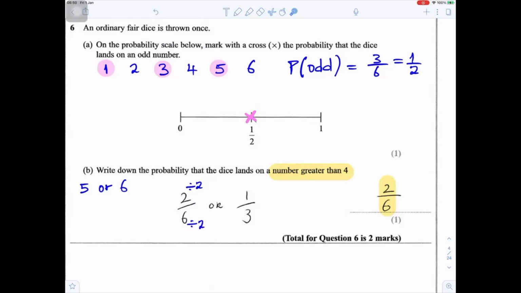Part B, write down the probability that the dice lands on a number greater than 4. The number has to be bigger than 4. How many numbers are bigger than 4? 2 numbers. 5 is bigger than 4. 6 is bigger than 4. So there's 2 out of 6, which, 2 divided by 2 is 1, 6 divided by 2 is 3, 1/3. So the probability is 2 over 6, or you can write it as 1 over 3.